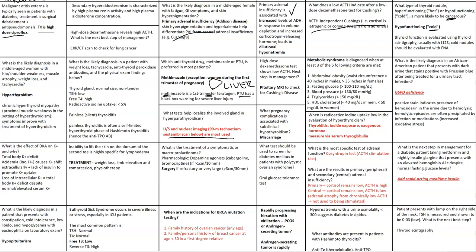Inability to lift the skin of the dorsum of the second toe is highly specific for lymphedema. Treatment is going to be weight loss, limb elevation, compression, and physiotherapy.